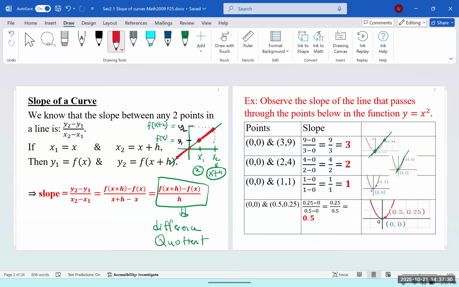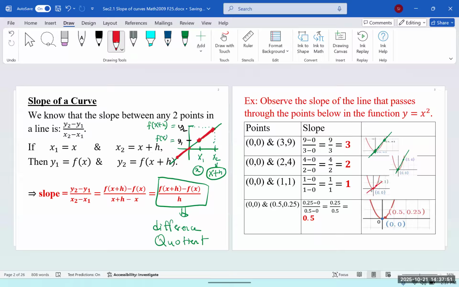No. What happens when you take a different point? Unless you're taking 0, 0 and 1, 1. So our x is 1, our y is 1. So for 0, 0 and 1, 1, the slope is 1. So this point and that point, they have slope 1.